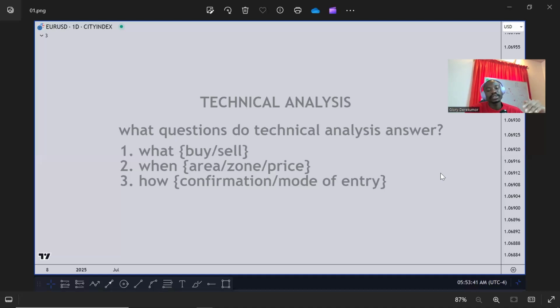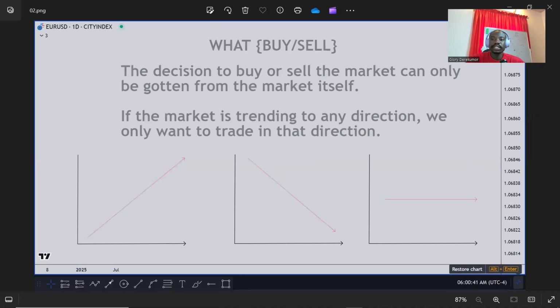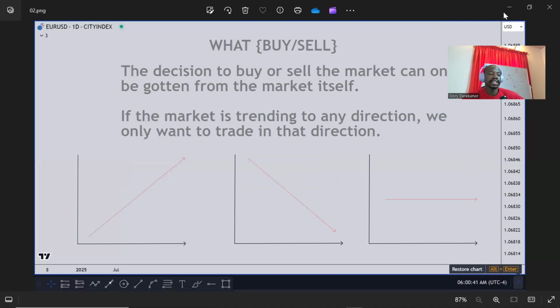Now, to break down technical analysis, we're going to start picking these questions one after the other. And the first one we're going to talk about is the what. Okay, so I'm going to go to the next slide. Now, the what. The decision to buy or sell the market can only be gotten from the market itself. Just like I said about trends, whenever the market is trending in any particular direction, we want to be trading in that direction of the market.